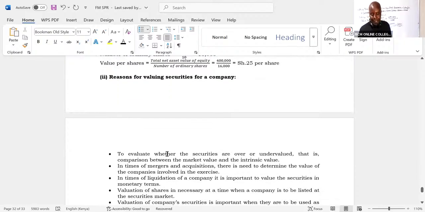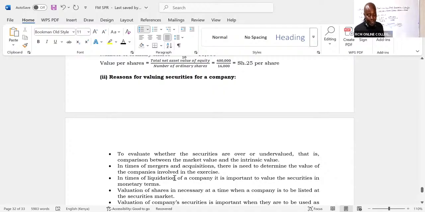In this case here, reasons for valuing securities of a company: to evaluate whether the securities are over or undervalued. That is a comparison between market value and intrinsic value. I'll be able to come back to that later. In terms of mergers and acquisitions, there is need to determine the value of the companies involved in the exercise.